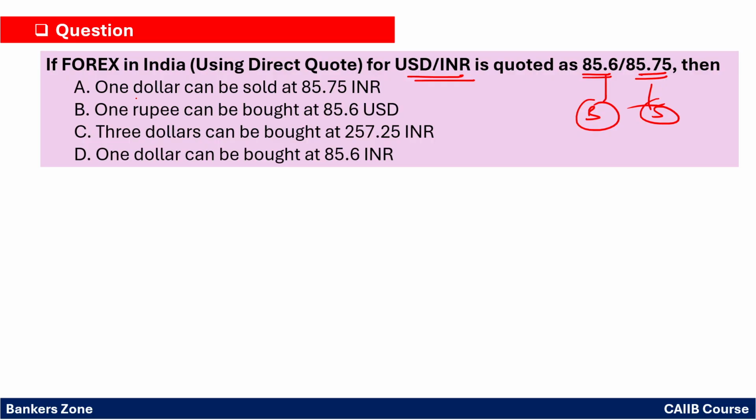Now see, $1 can be sold at 85.75. So it is the selling price. So this is the selling price for whom? For you as a seller. But the person who wants to buy will buy at this point, right? So $1 can be sold at this. No. When we are selling, we expect the higher price.